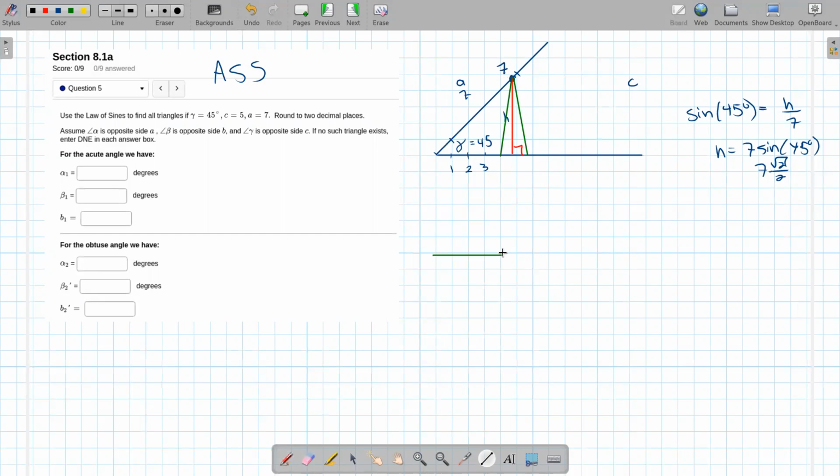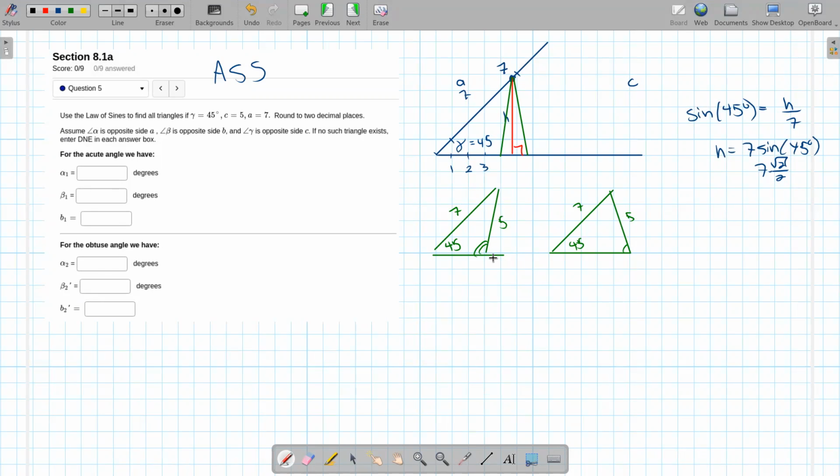One of them, right here, has an obtuse angle, and the other one has an acute angle. And both of these triangles match the given information in that they have a 45-degree angle here, they have a side length 7 there, and they have a side length 5 here. And that's the given information. So we're going to have to do this, find the acute angle, we're going to have to do it again, find the obtuse angle, and then go on.